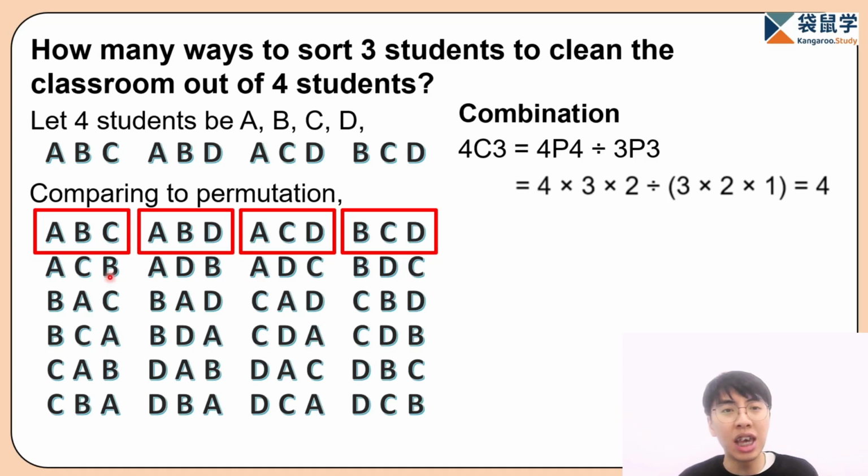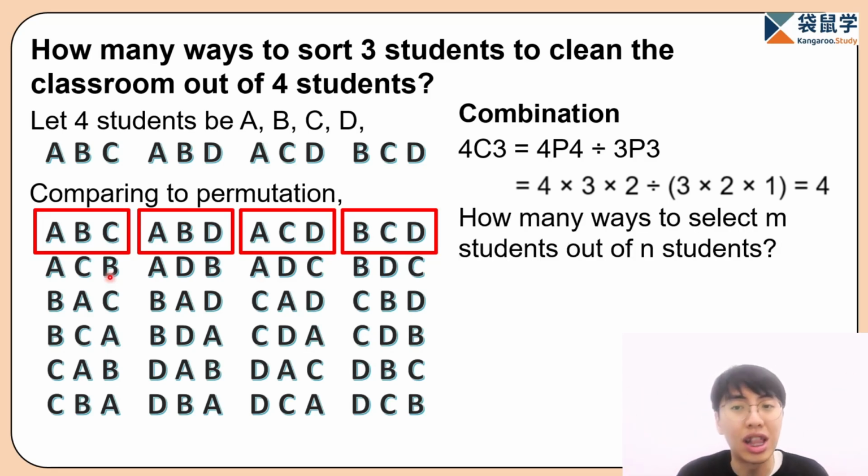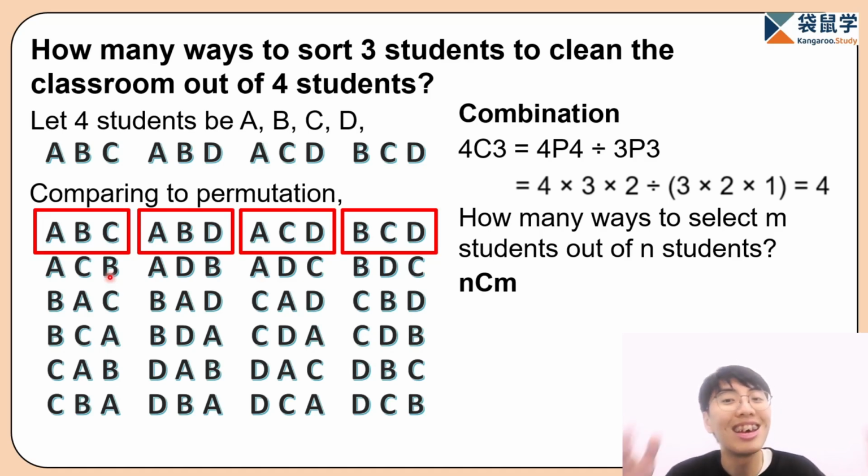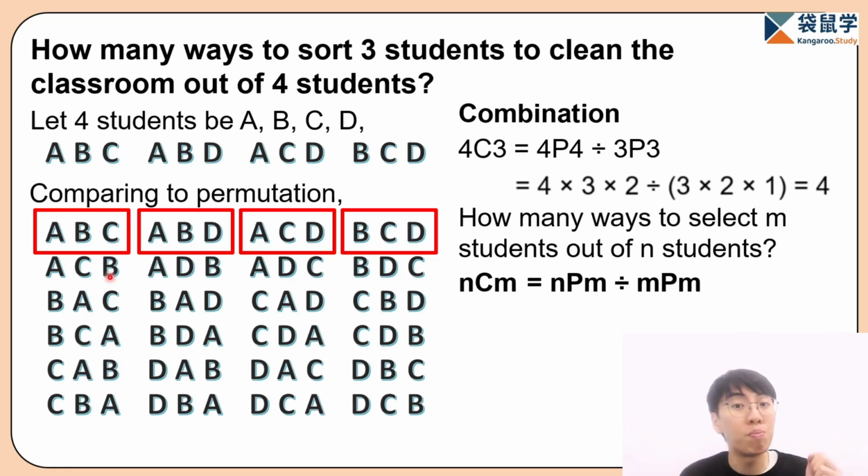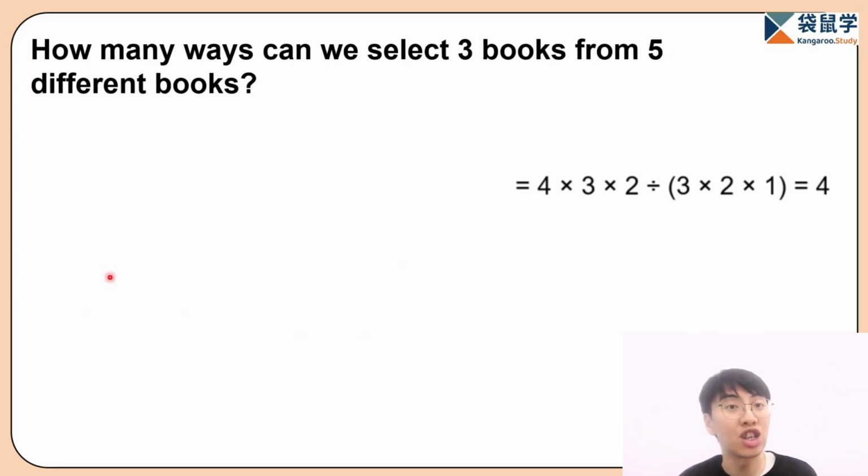So with that being said, let's say we are asked another question like this. How many ways are there to select M students out of N students? Well, what should we be writing? NCM, which is equal to NPM divided by MPM. So with that being said, we see now the difference between permutation and combination.